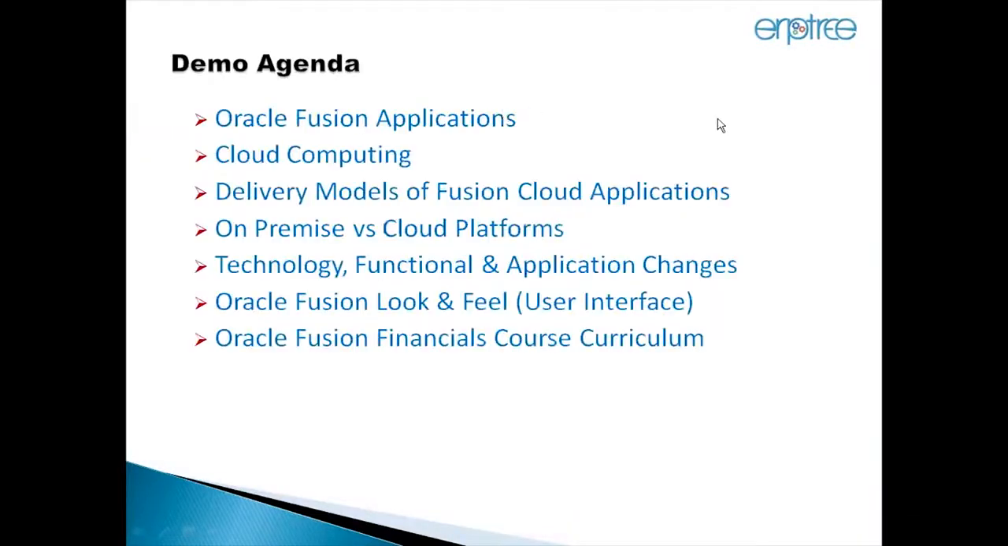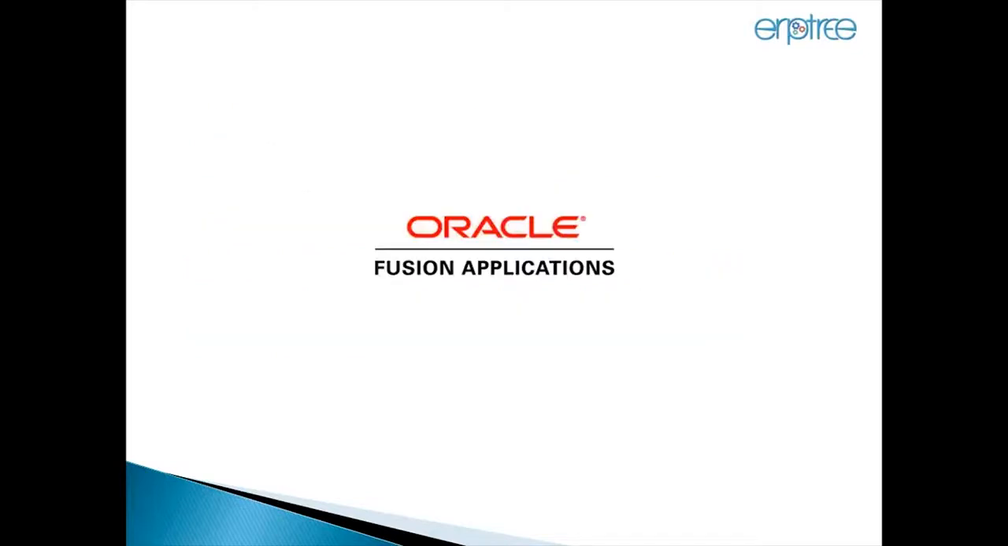So this is the demo agenda for today. We are going to talk about what Fusion applications are and what the meaning of cloud computing is. If any client is going to choose Fusion applications, what different delivery models or options are available from Oracle, and the difference between on-premise and cloud platforms, and a few technology and application related terms. We'll see how those are different from EBS and the look and feel, how it looks like, and we already went through the course curriculum for the same, right?